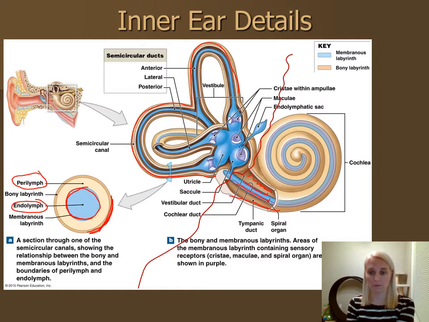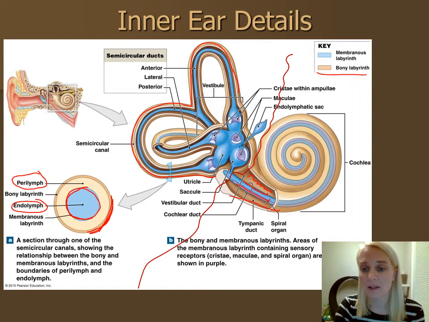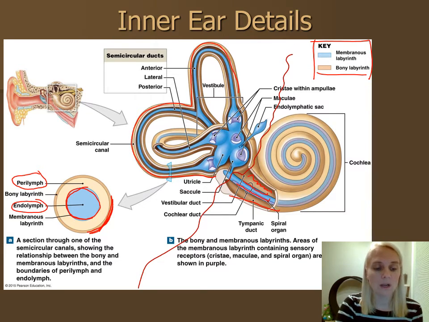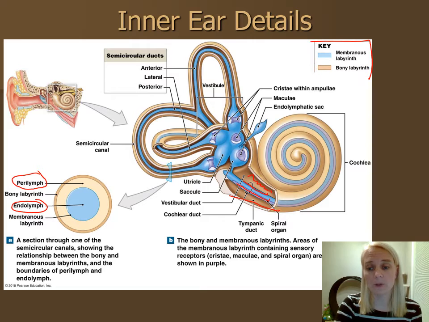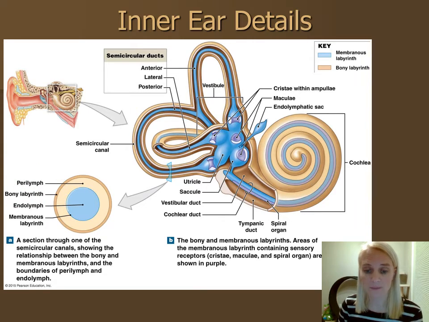Okay, so here we have the color code up here in the corner. The tan is the bony labyrinth, the blue is the membranous labyrinth, and then the hollow looking space in between those two things would be filled with perilymph, and endolymph is inside. All right, so that is common between the cochlea and the vestibular complex. So now we'll break down the vestibular complex.